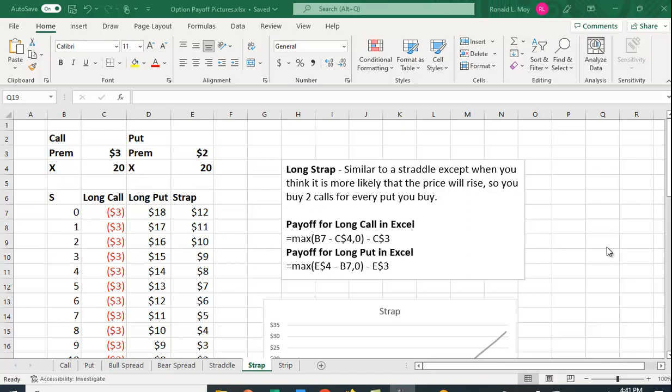In a previous video, I showed you how to use Excel to diagram the payoff for an option strategy known as a straddle. And I'm going to extend that by showing you another couple of strategies here. So a straddle is the case where you think that the stock price is going to move a lot, but you're not sure in which direction. It could go up, or it could go down.